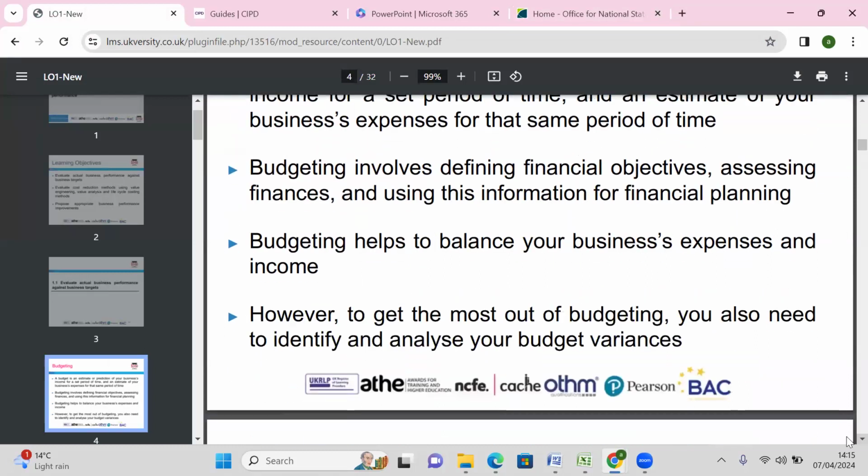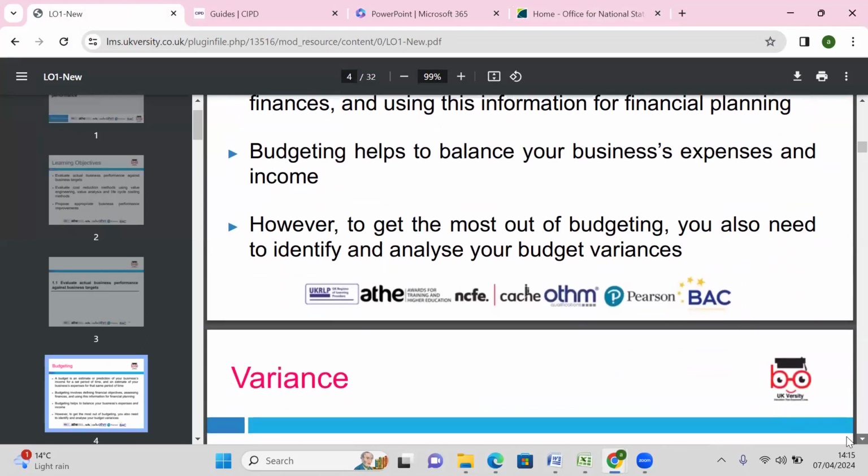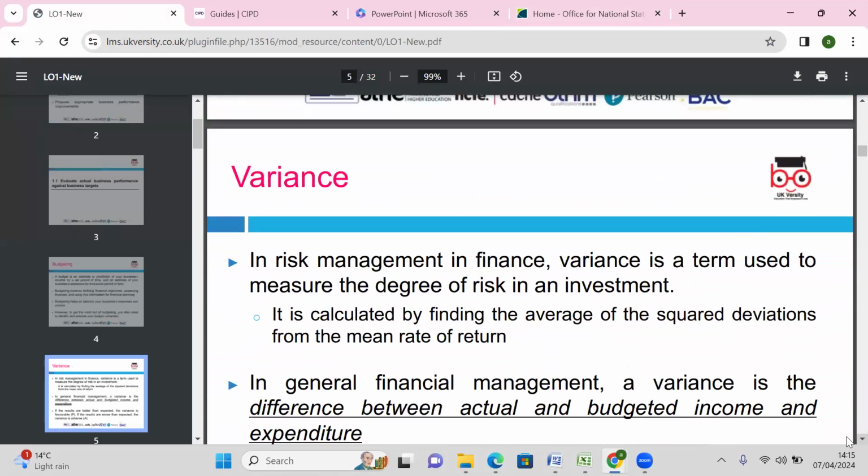Okay, however, to get the most out of budgeting, you need to identify and analyze the budget variance. So what is variance? In risk management, what is risk? Risk means the probability of something happening. In the business world, we call the risk the beta factor. The higher the beta, the higher the risk, the higher the return.